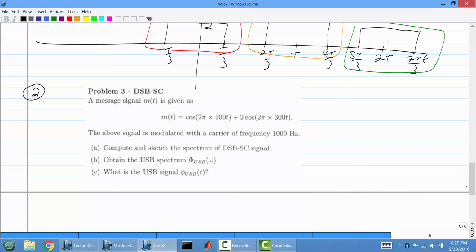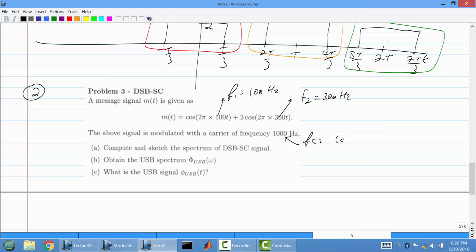So this is a double sideband suppressed carrier question. So here's a message signal which consists of a sum of 2 cosines, okay? So we have one frequency which is centered at 100 hertz. I'm going to do this question in hertz this time, not omega. So I'm going to flip back and forth so we get some practice here, all right? And then the next frequency, we have it as 300 hertz. Okay, so the above signal is modulated with a carrier frequency of 1 kilohertz or 1,000 hertz. So this is the carrier frequency. So we're going to shift all the frequencies plus minus 1,000 hertz, okay?